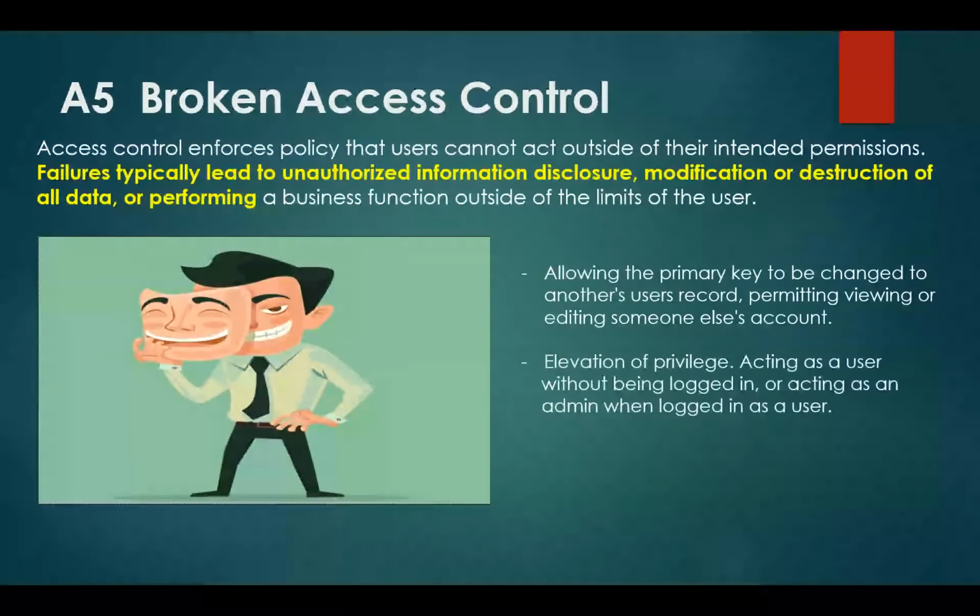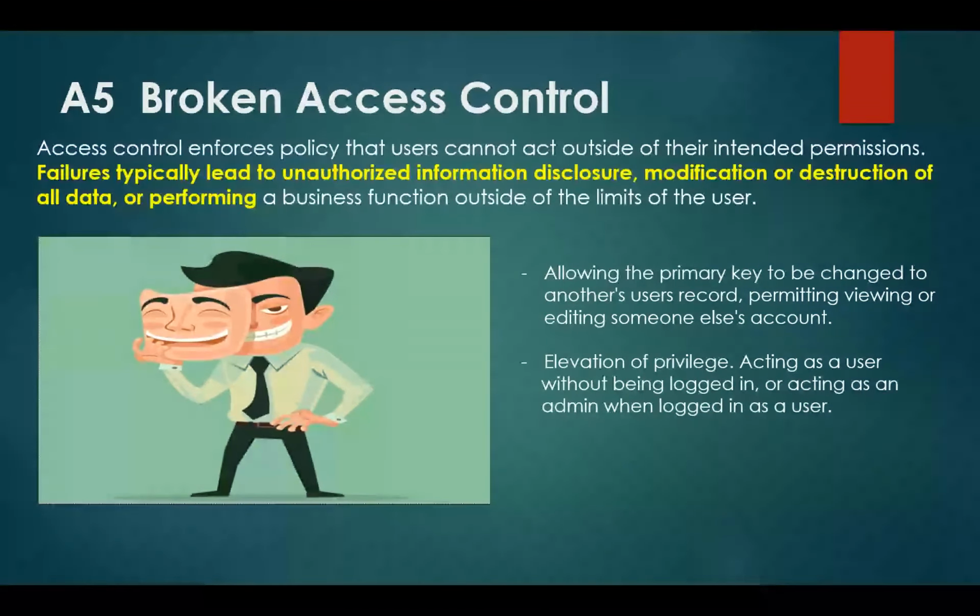Broken access control could happen by allowing the primary key to be changed to another user's records, permitting viewing or editing someone else's account. Also, elevation of privileges could happen, in that case acting as a user without being logged in, or acting as an admin when logged in as a user.